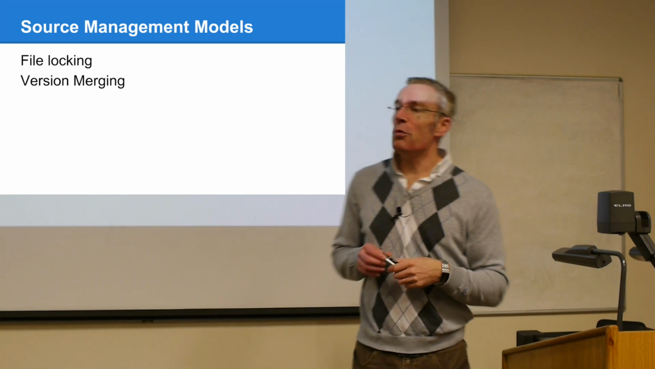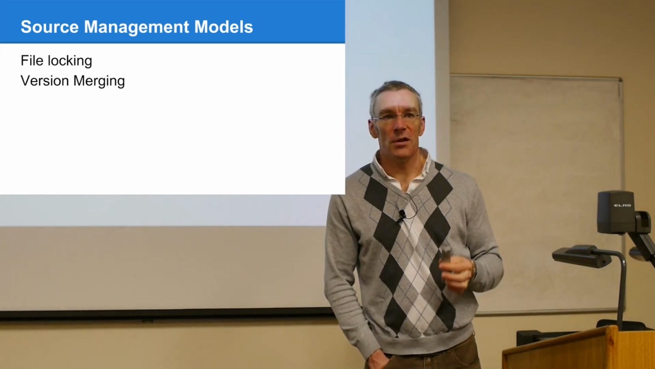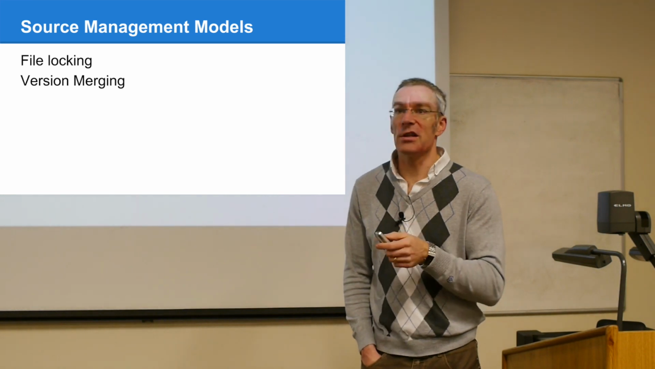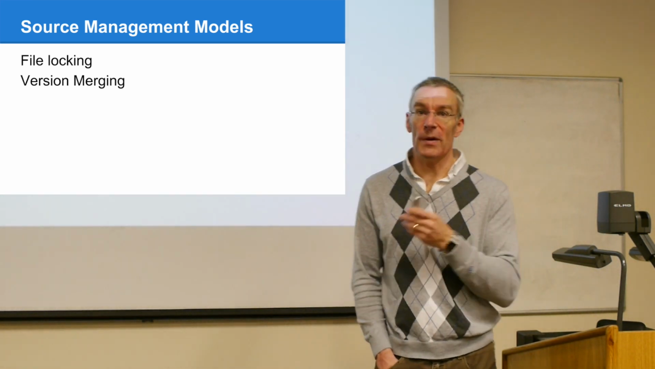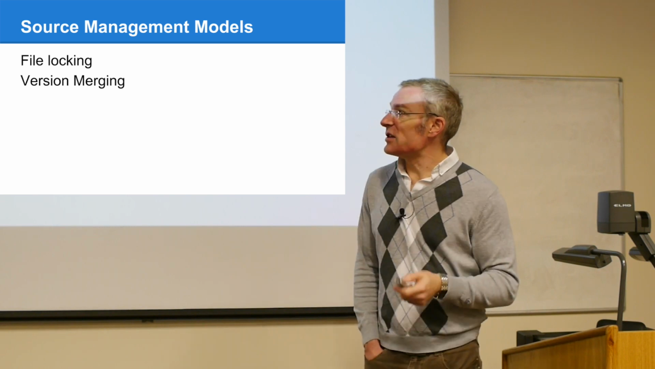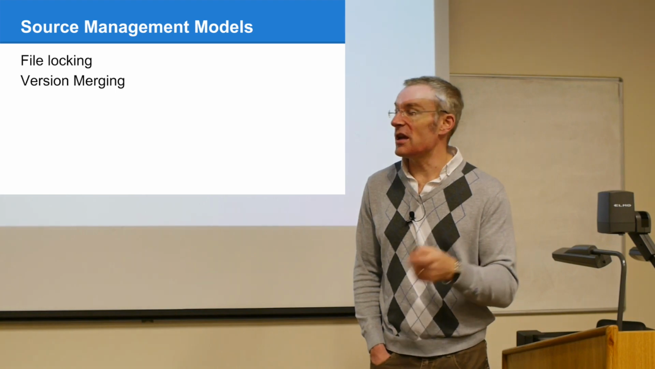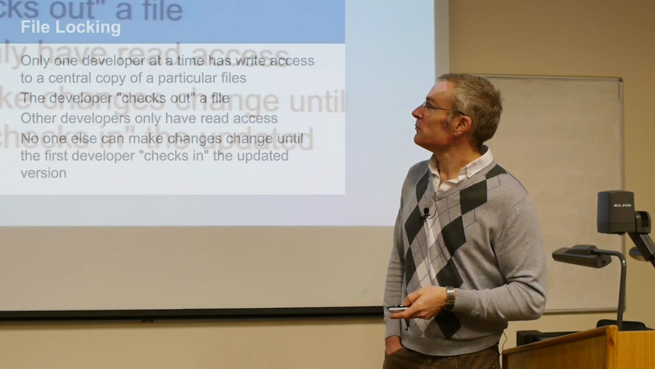Now, there are 2 ways you can do source management control. The first is called file lock-in. That was the very early version, and we'll talk about that in a moment. The second way is called version merging. So there are 2 very different ways of handling version control with our files.